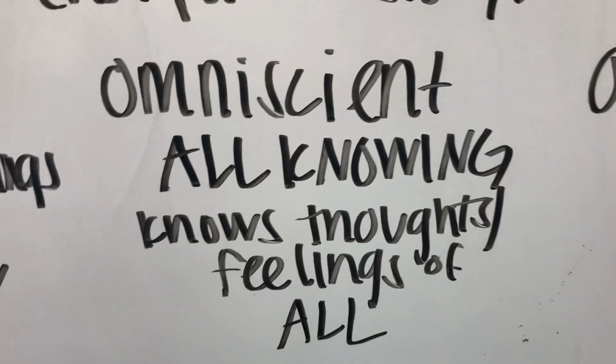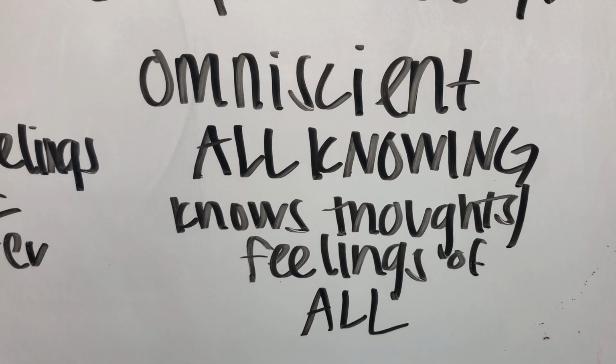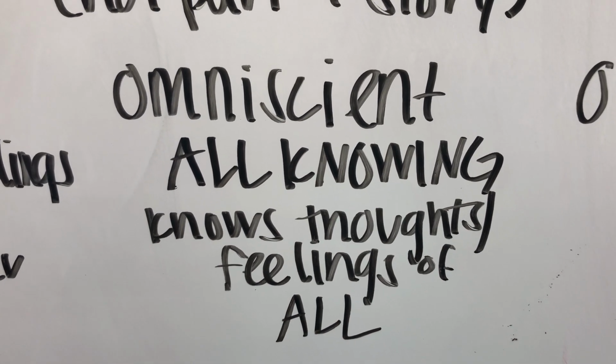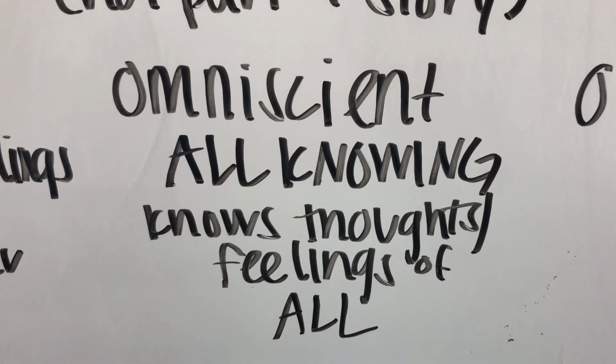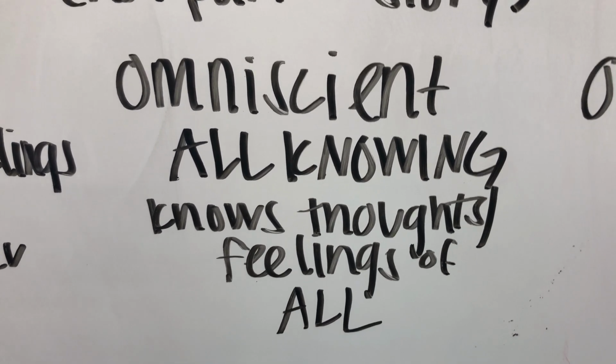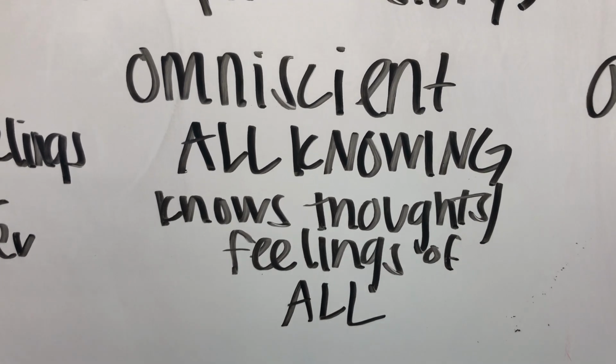The next one is third person omniscient. You guys, this is when the narrator knows everything. They know all the thoughts and all the feelings of all of the different characters. Okay, so when we know what everybody is thinking, that's going to be a clear sign that it's omniscient third person.